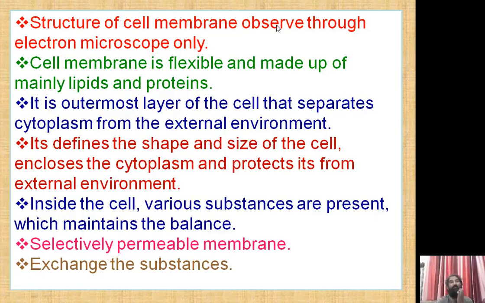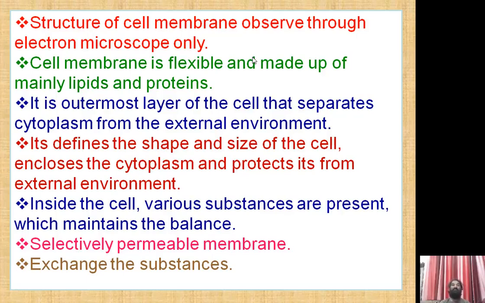Now coming to some characteristic features of the cell membrane. The cell membrane can be observed only through an electron microscope, because it is a very minute layer that surrounds the cytoplasm. The cell membrane is very flexible, and it is mainly made up of proteins and lipids, that is, a bilipid protein layer. The composition of the cell membrane is lipids and proteins. Along with the lipids and proteins, glycolipids and glycoproteins are also present.